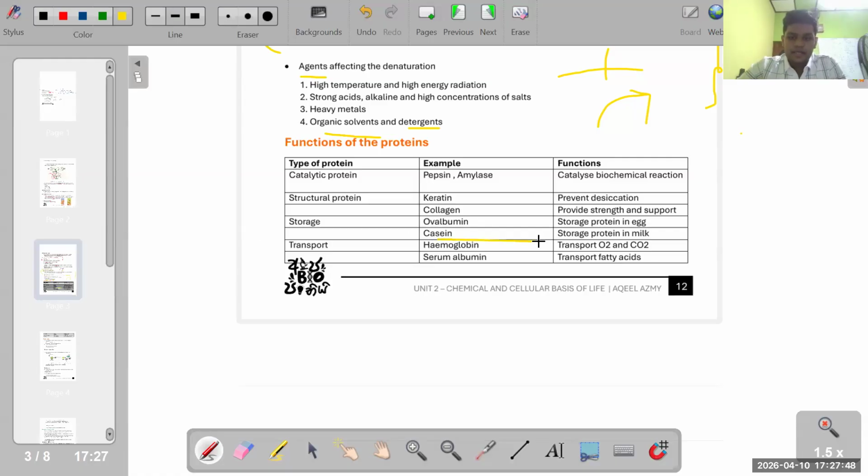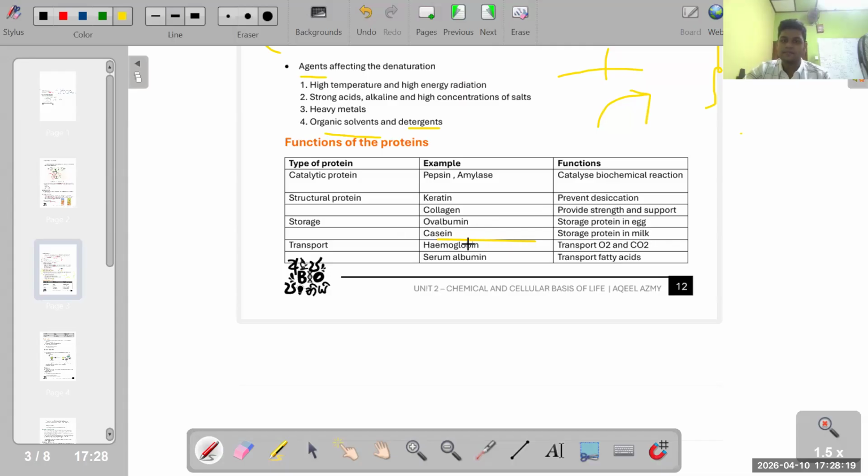Casein. Casein stores protein in milk. Now we know milk is also a source of protein. Why? If you ask that question, normally they can't answer. From small days onwards we used to say that egg is a source of protein, milk is a source of protein. But if you ask how or why, they can't answer. Now we know as bio students why. Egg is a source of protein because it contains ovalbumin. Milk is a source of protein because it contains casein.